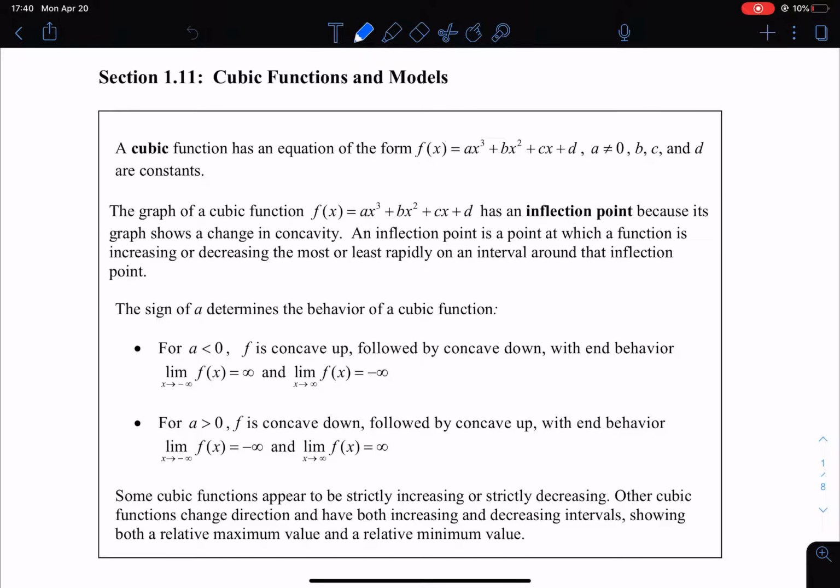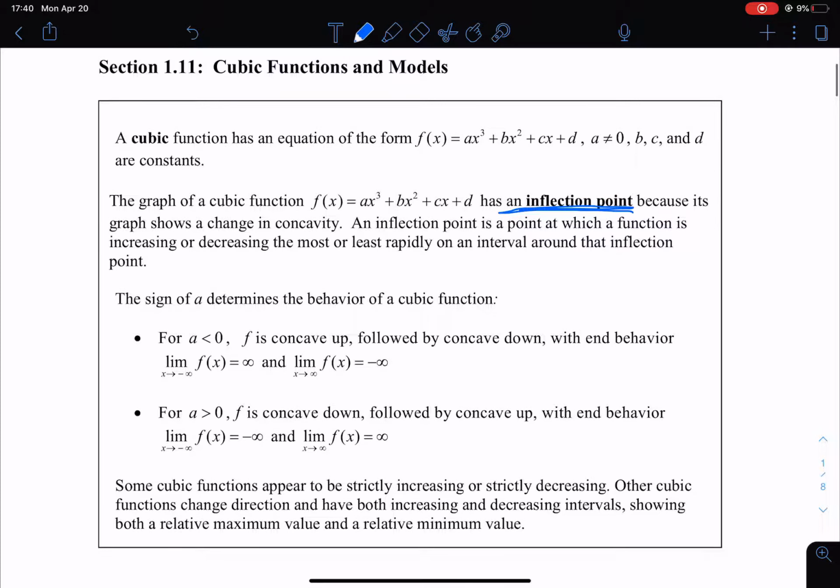A cubic function has the equation ax cubed plus bx squared plus cx plus d, where the coefficient of the first term cannot be 0. That is, a cannot be 0, and b, c, d are just constants. This one has an inflection point, because the function shows a change in concavity. If a is negative, the function is concave up, followed by concave down. If a is positive, then the function is first concave down, then concave up.